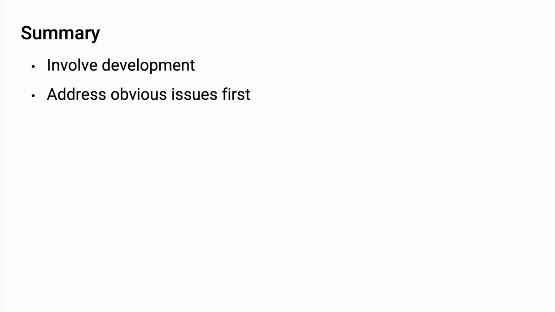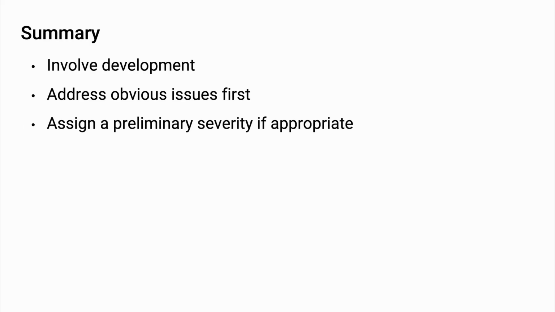Next, address the obvious issues first, whether these are going to be rejected or they need to be repaired. The reason for this is that you develop momentum. It's easier to set aside something which you're not sure about and deal with that later. You're making the pile smaller faster. When it's appropriate, assign a preliminary severity to those issues which are going into the threat prioritization process for further review. And finally, create the human-readable report for review and for audit purposes.